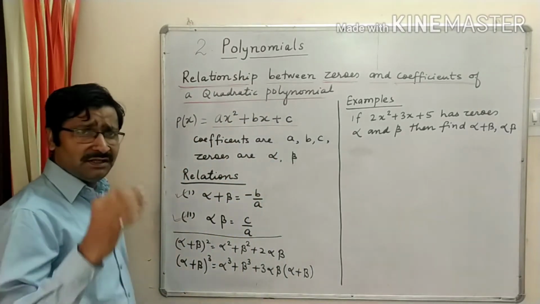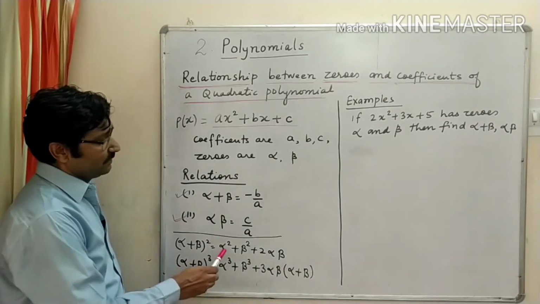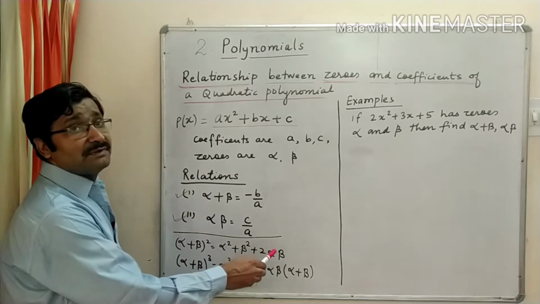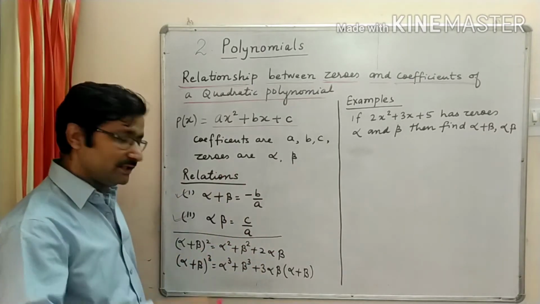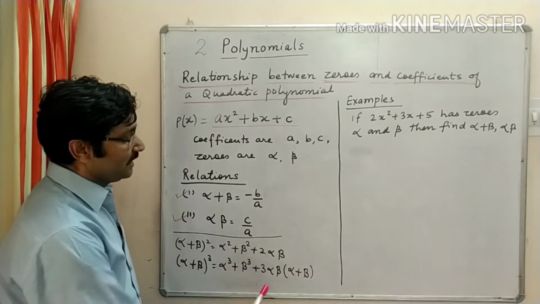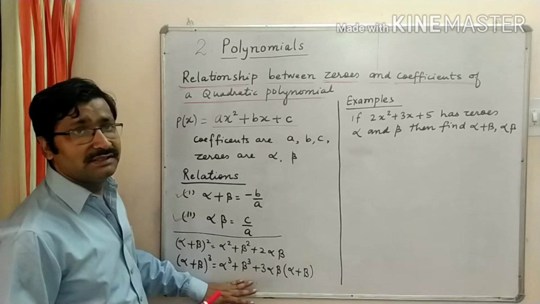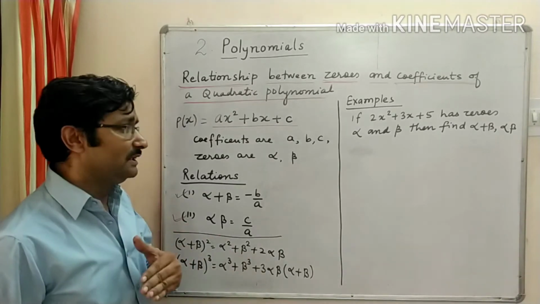And with these two formulas you have to learn alpha plus beta whole square equal to alpha square plus beta square plus 2 alpha beta. This you already did, you have to learn it again. Alpha plus beta whole cube equal to alpha cube plus beta cube plus 3 alpha beta into bracket alpha plus beta. This formula also you have to learn; you already have it, so you only have to learn it.